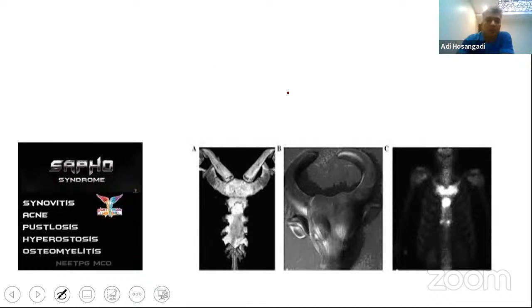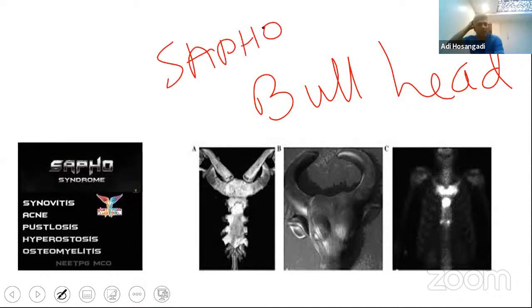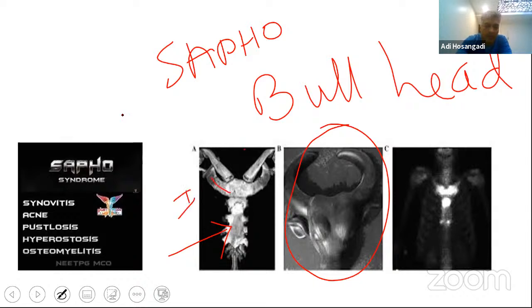There is one more thing, the bullhead sign. Bullhead sign is seen in SAPHO syndrome. This, I feel, there is no such question in the past, but it can appear in future. Look at the sign here. It is a bull head, isn't it? So this is the sternum. This is the first rib. This is the clavicle.